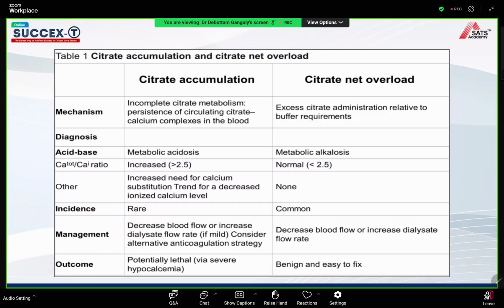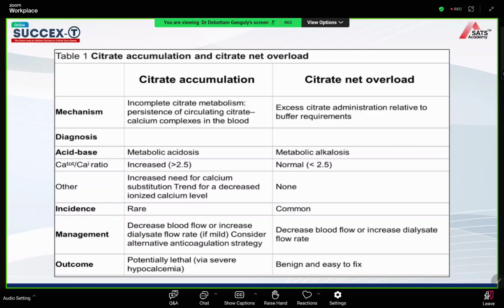So the total calcium to ionized calcium ratio is important. If it is increased, we have to think about citrate accumulation or citrate toxicity. Increased need for calcium substitution and a trend toward decreased ionized calcium level also indicate citrate accumulation. Citrate accumulation is rare, but citrate overload is much more common. If citrate overload occurs, we have to decrease the blood flow or increase the dialysate flow rate.